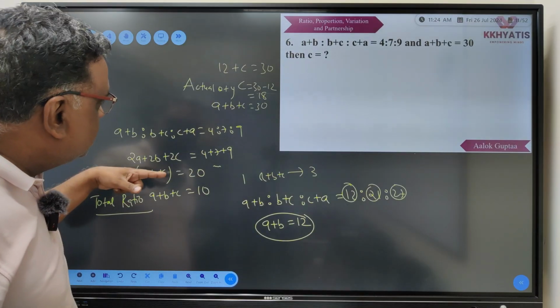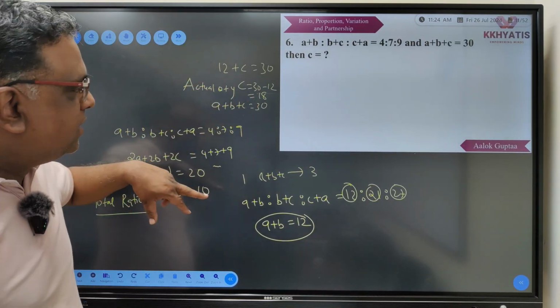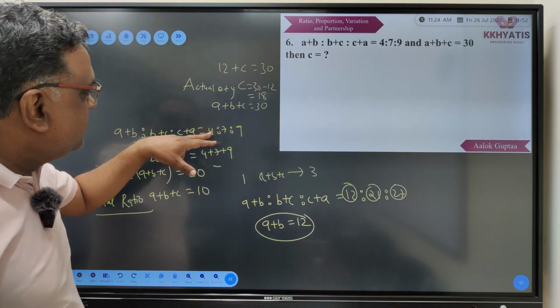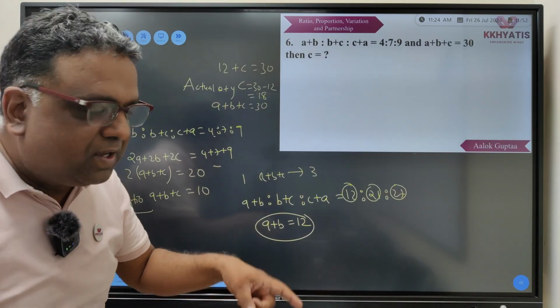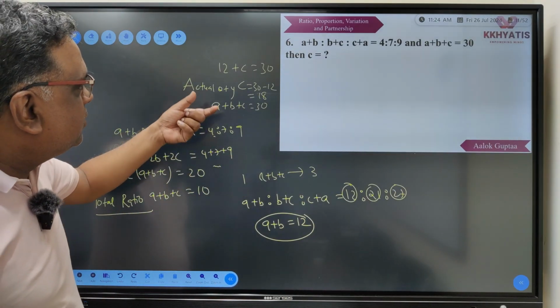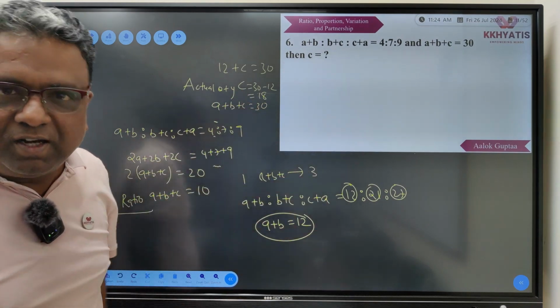So from ratio ka total and total quantity ka total, I found the relation is 1:3. So A plus B in ratio it represents 4. In terms of quantity, it will represent 12. I substituted the quantity in this actual quantity total A plus B as 12. Then I got C as 18. Clear?